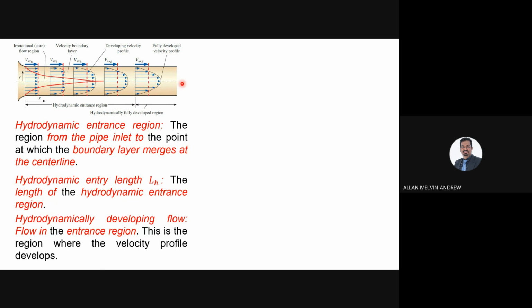From here, it will start to pick up. So hydrodynamic entry length LH. LH is actually the length from this point until this point, the length of the hydrodynamic entrance region. So hydrodynamically developing flow is the flow in the entrance region. This is the region where the velocity profile develops.